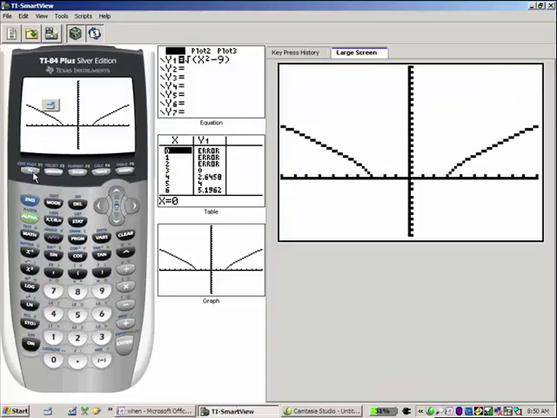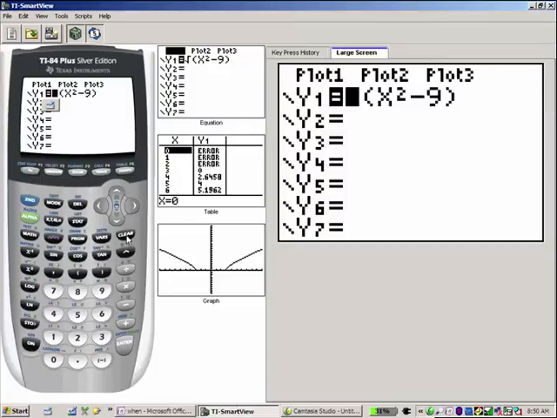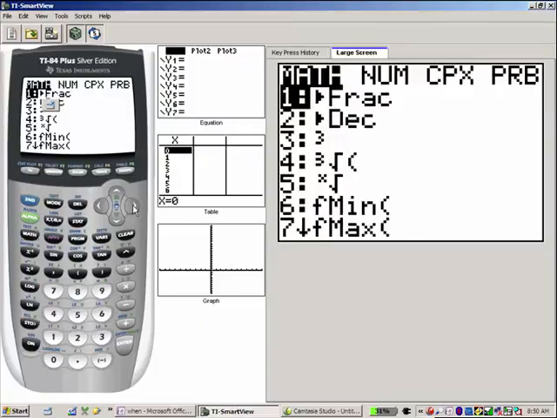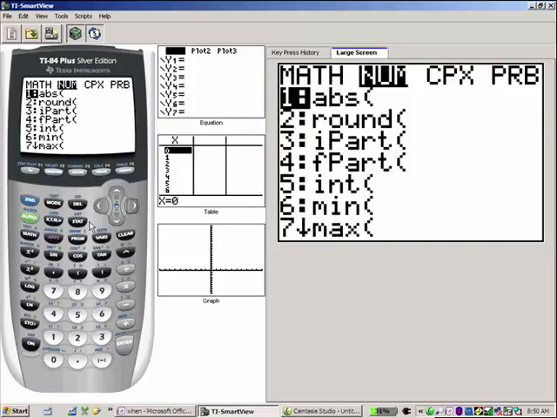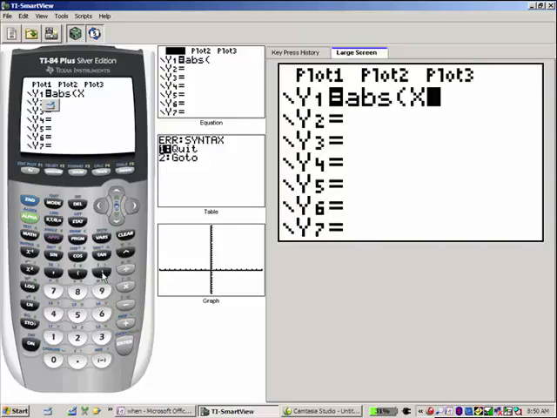So, you know that we could certainly do math, number, absolute value of x. Did you know that you could go to math, number, absolute value, and do the absolute value of x function? Oh, great. Okay. All right, you could do it this way.